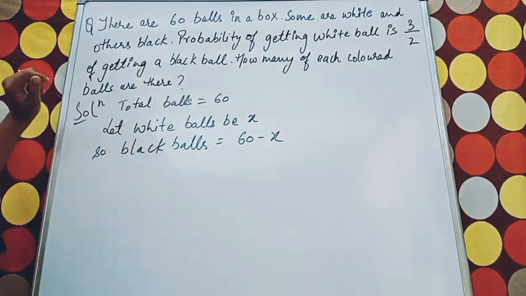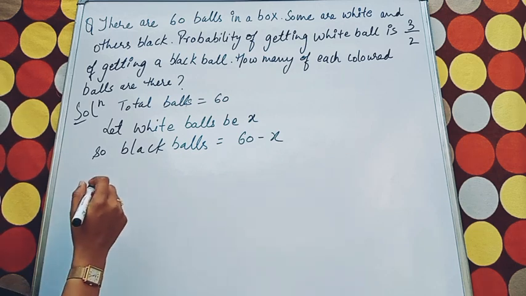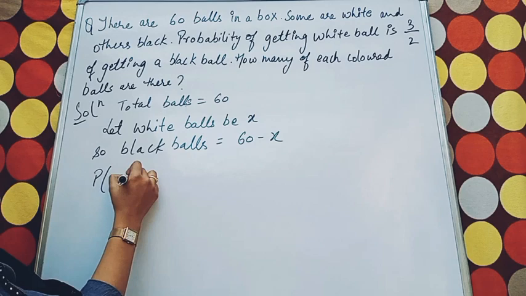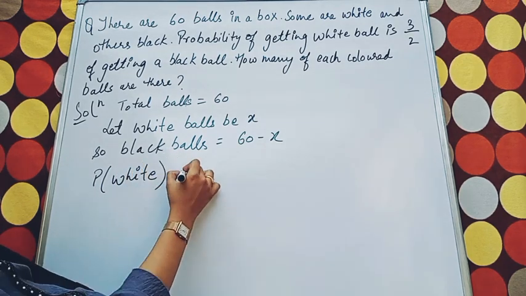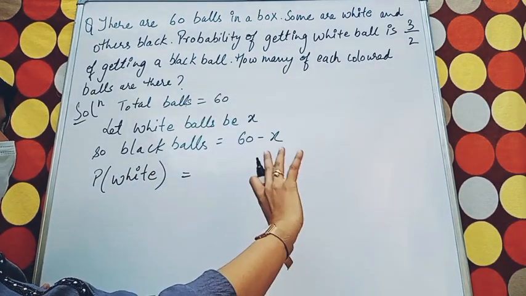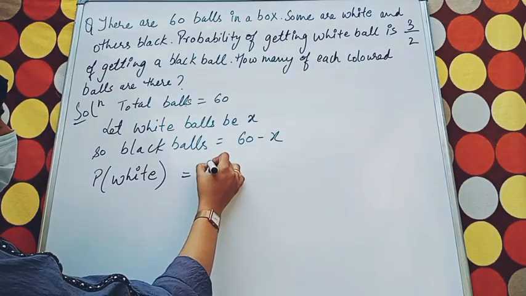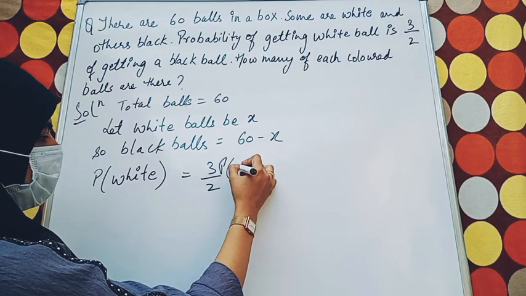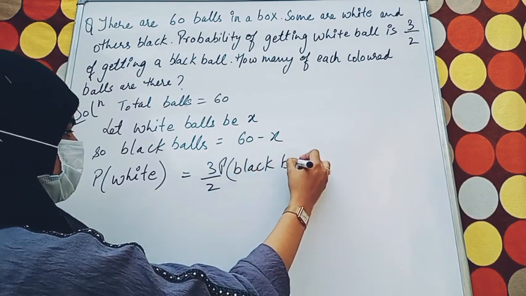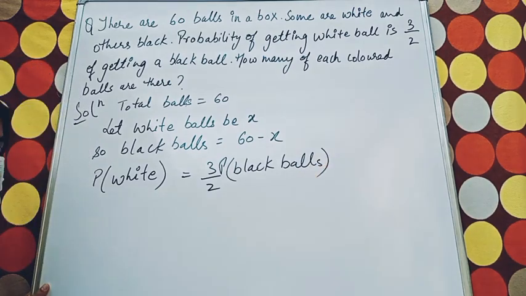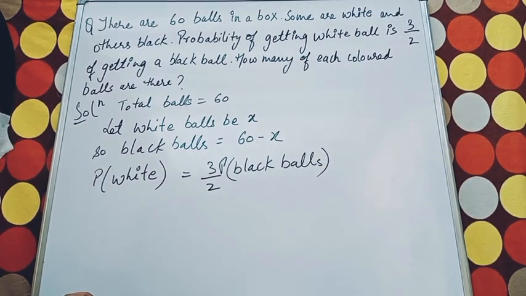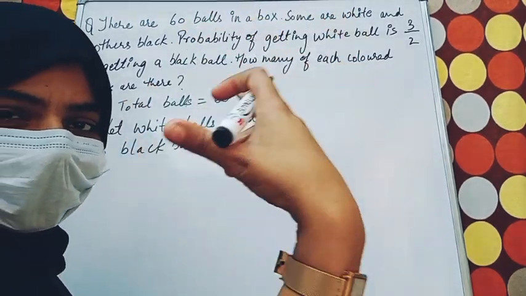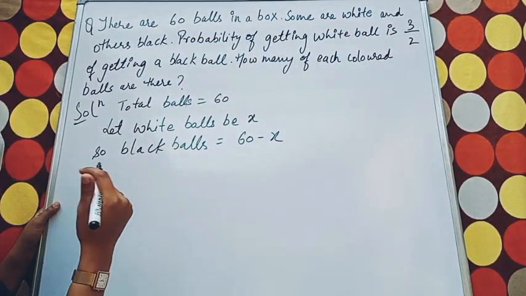Fine. Now next is the probability of getting a white ball. Probability of white ball is equal to 3 upon 2 of the probability of black balls. I hope you understood till here. Now see, after that they are discussing probability. So first we will find the probability of the white ball.